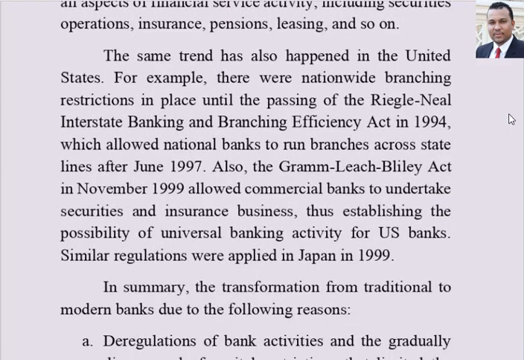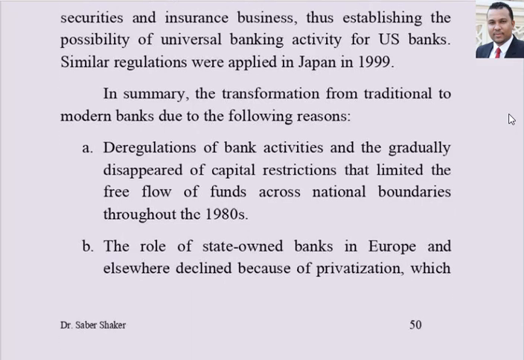The same trend happened in the USA. In this case, we talk about the development of the Interstate Banking and Branching Efficiency Act in 1994. And another trend happened in Germany. So all in all, we talk about universal banking activity, and the bank provides full financial services.